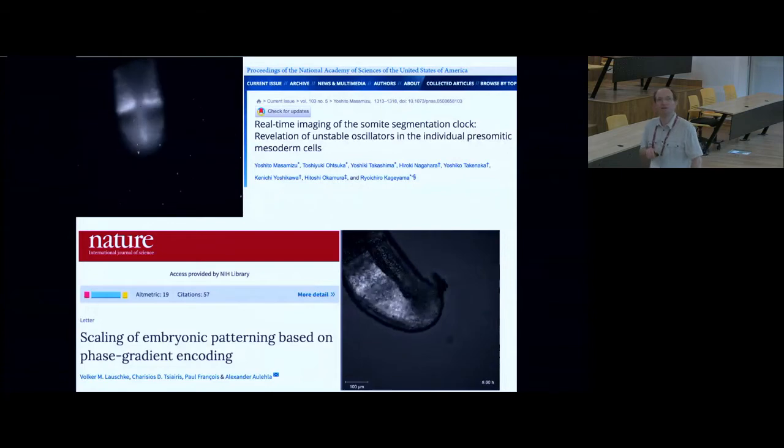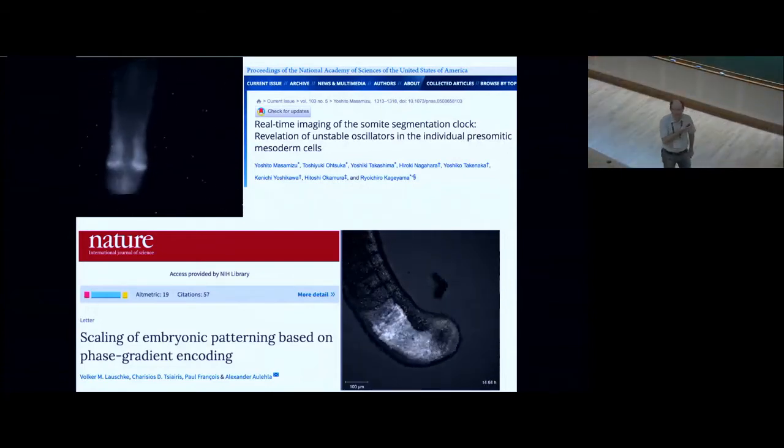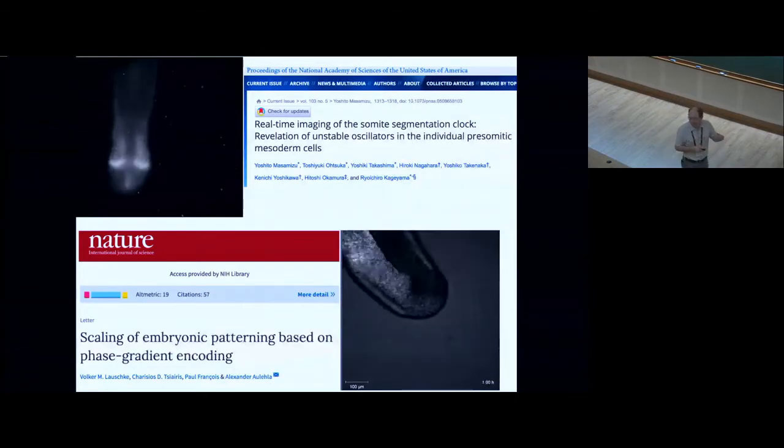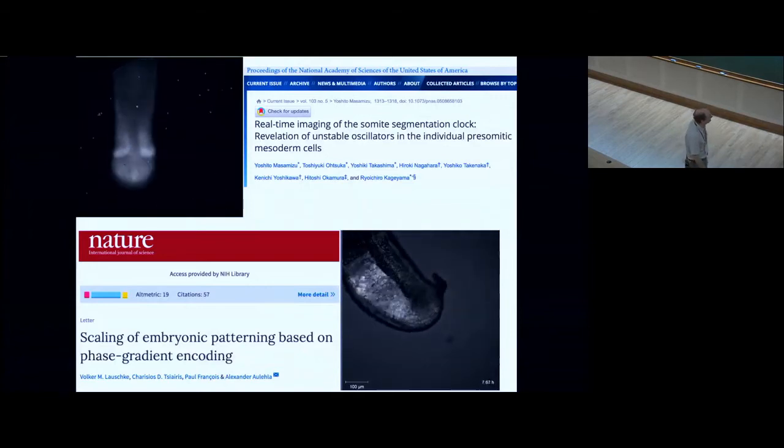So beautiful movies. And these movies are very recent, because 10 years ago it was not possible to do such movies. And now people are obviously very interested in all this real-time imaging and looking at developmental process.